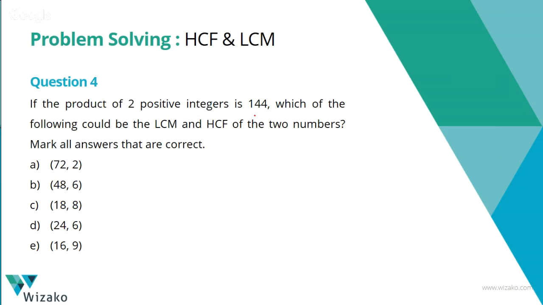If the product of two positive integers is 144, which of the following could be the LCM and HCF of these two numbers? Mark all answers that are correct. Product of two numbers, A into B, is going to be equal to the product of the HCF and LCM of these two numbers. It has to pass this test, which is test number 1. The second test that it has to pass is that the LCM is going to be some multiple of the HCF. Unless both these tests are passed, this pair is not going to satisfy the condition.